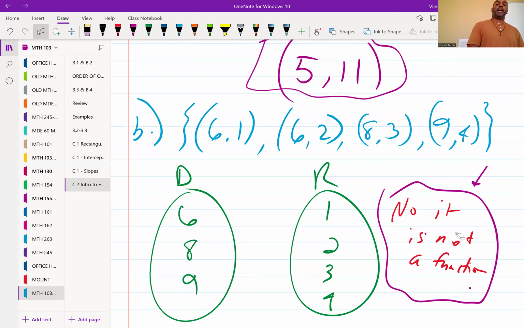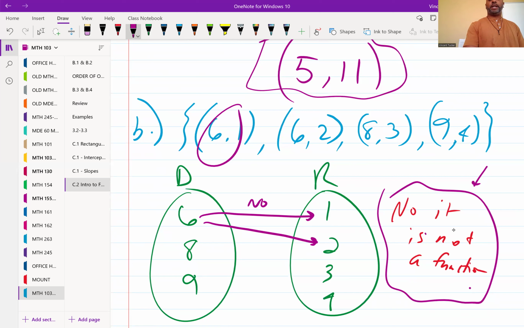So now you're going to take the same thought process and say, when I look at the number 6, does it go to only one number? 6 goes to 1, but it also goes to 2. So that means no, it's not a function. You don't even have to evaluate the rest of them, because 6 goes to 1 and 6 goes to 2. That stops it from being a function. So once again, a function is when each value in your domain goes to only one value in your range.